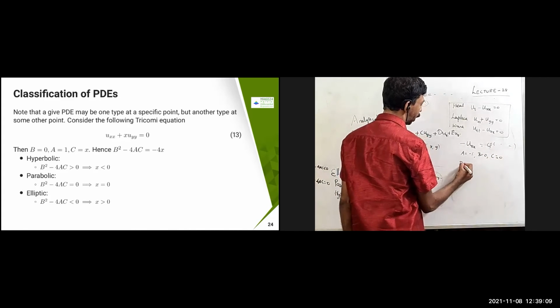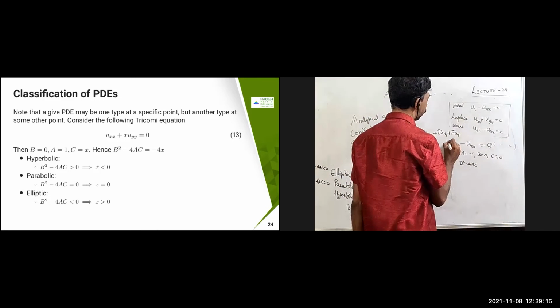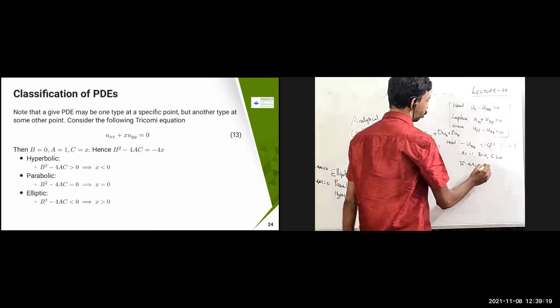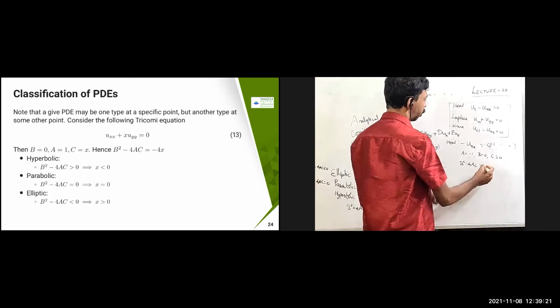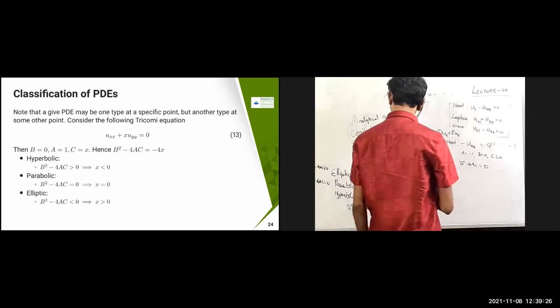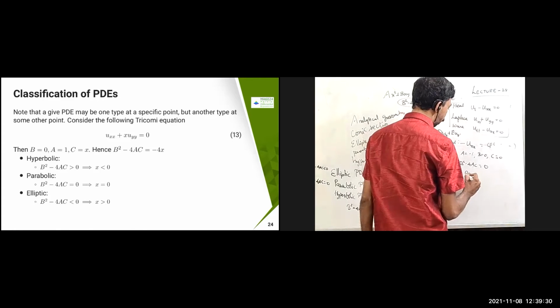So what is b squared minus 4ac going to be? I'm just going to take the first one, the heat equation. So b squared minus 4ac: b is 0 and c is 0, therefore it is going to be 0. Therefore b squared minus 4ac equals 0, and so the heat equation is a parabolic equation.